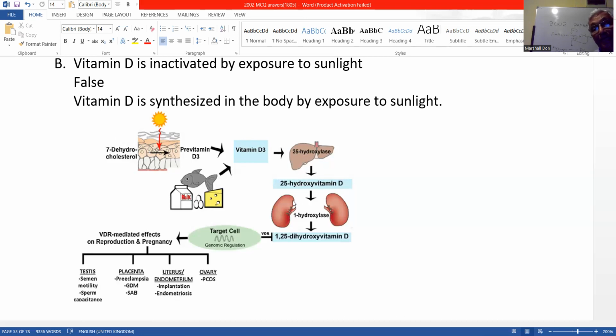Then in the kidney, 25 hydroxy vitamin D is converted to 1,25 dihydroxy vitamin D. So first position 25 is hydroxylated, then position 1 is hydroxylated. This is the active vitamin D. That is 1,25 dihydroxy vitamin D is the active form of vitamin D.